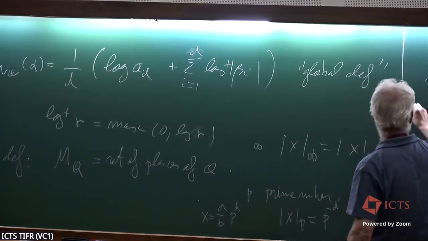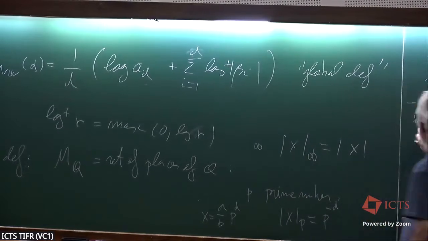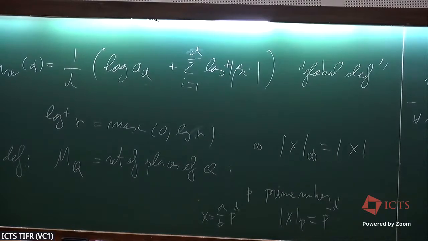Now for every b, remember that you can start with rational numbers. Then you construct the completion that will be either the real numbers if b is the Archimedean absolute value, or the p-adic numbers if it is the p-adic absolute value. Then we can go to the algebraic closure of this guy here.